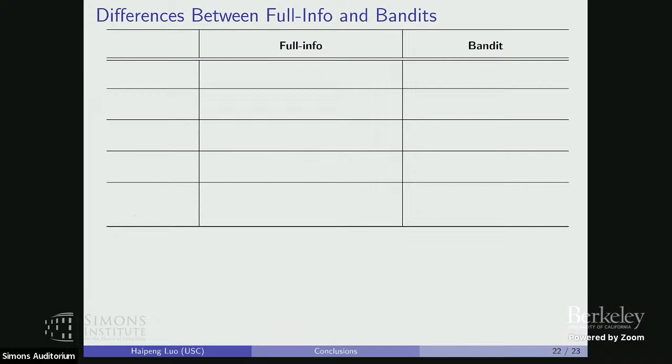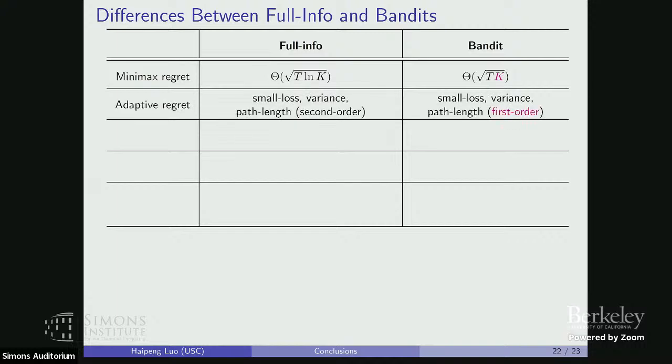So let me conclude by highlighting again the differences between the full information case and the bandit case. We have seen there's of course a difference in the minimax regret. If it's full information, you get root T log K. But in bandit, when you have only roughly 1/K fraction of the information, you should pay for K, root K here. And for adaptive regret, we discussed all these bounds.